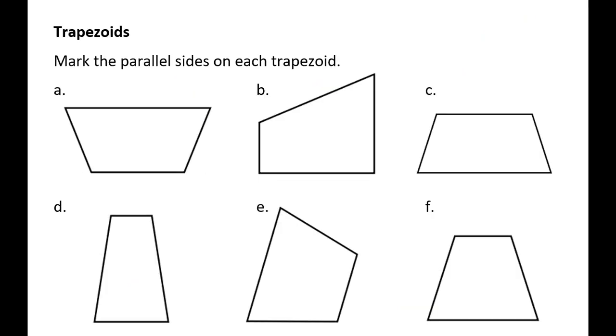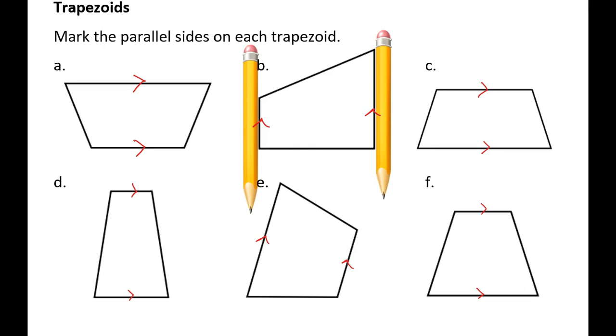Next, we'll look at the trapezoids. At the 5th grade level, we will look at the definition of trapezoid that is exclusive. And what that means is we will say a trapezoid has one set of parallel sides. These 6 shapes are all trapezoids, so I'm going to mark the parallel sides on each one.